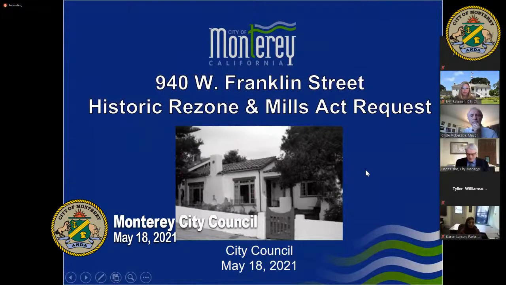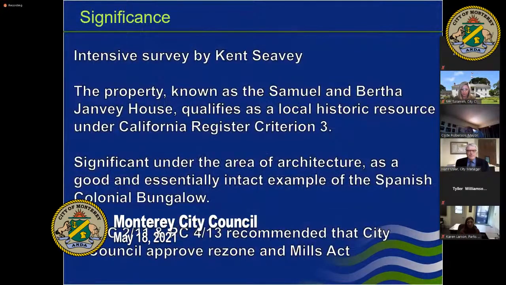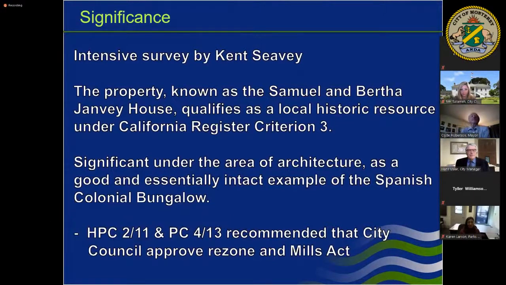Okay, my name is Fernanda Roveri. I'm the interim principal planner for the city of Monterey. And today the city council is considering a historic rezone and Mills Act request for 940 West Franklin Street. An intensive historic survey was prepared by qualified architectural historian Kent Stevie. In preparing that survey, he found that the property qualifies as a local historic resource under the California Register of Historic Resources, specifically criterion number 3.